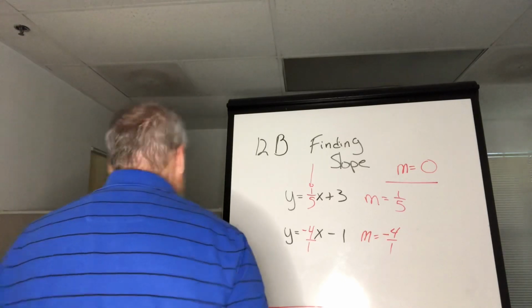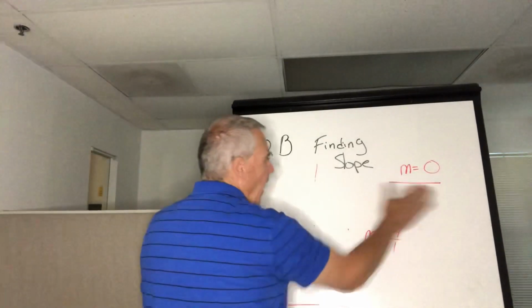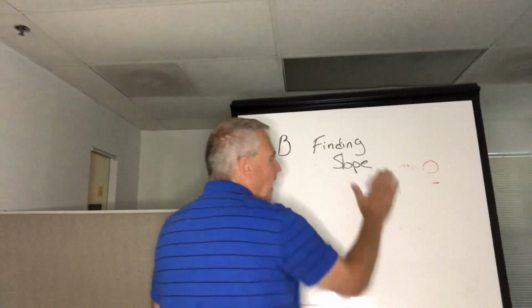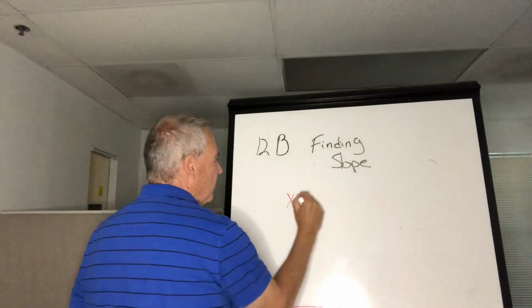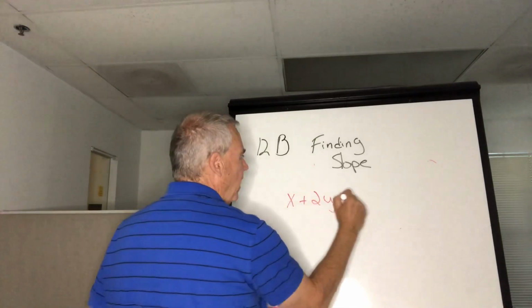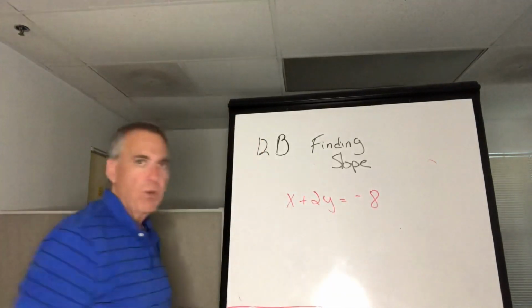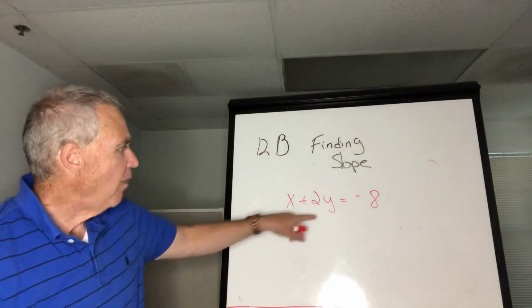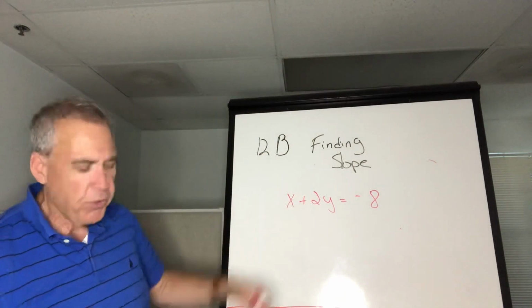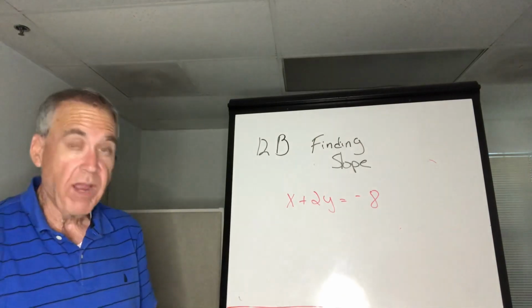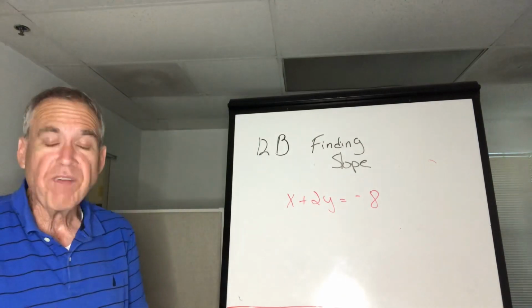X plus 2y equals -8. And let me show you what I'm talking about. X plus 2y equals -8. You will notice right away, hey, y is not all by itself. It's got an x there, it's got a 2 there. That's right. So I still want to find slope, right?